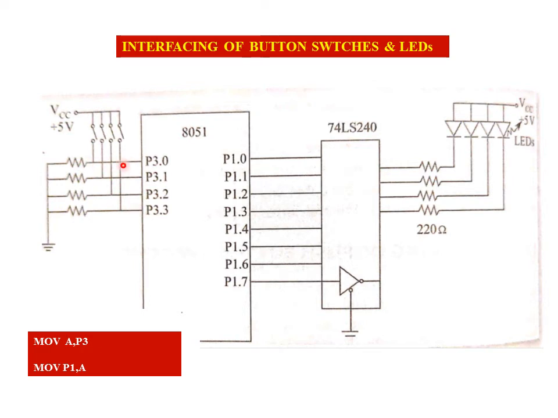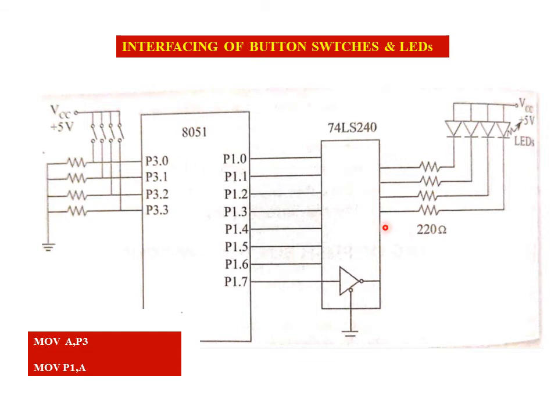Now the 4 switches are connected to the 4 pins of port 3. Port 3 should be used as input. The 8051 microcontroller reads data from the port 3 pins and passes the same data to the port 1 pins. If it is logic 0, 0 is passed to the port 1 pins from port 3. If it is logic 1, logic 1 is passed from port 3 pins to port 1. Here 4 pins of data are passed from port 3 to port 1.